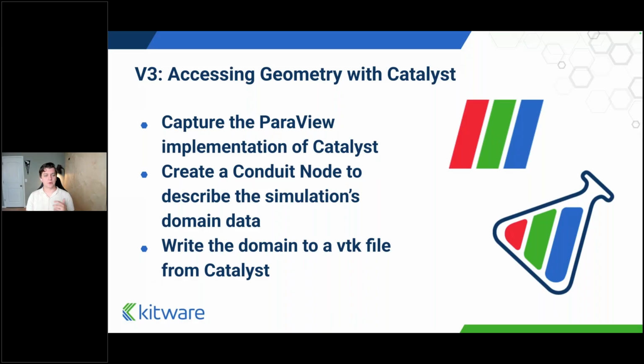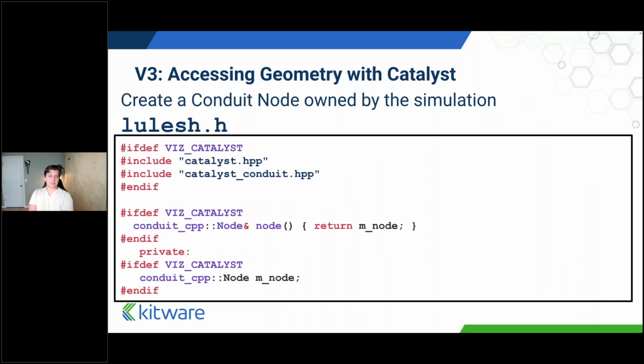Fantastic. Here we're going to create a conduit node for describing the simulation's domain data. That is the mesh itself. And finally, we're going to use the most simple Catalyst script to write that domain to a VTK file. And we'll check to make sure that our VTK file actually wrote to disk. Now, in order to do this, we're going to need to access our geometry with Catalyst.